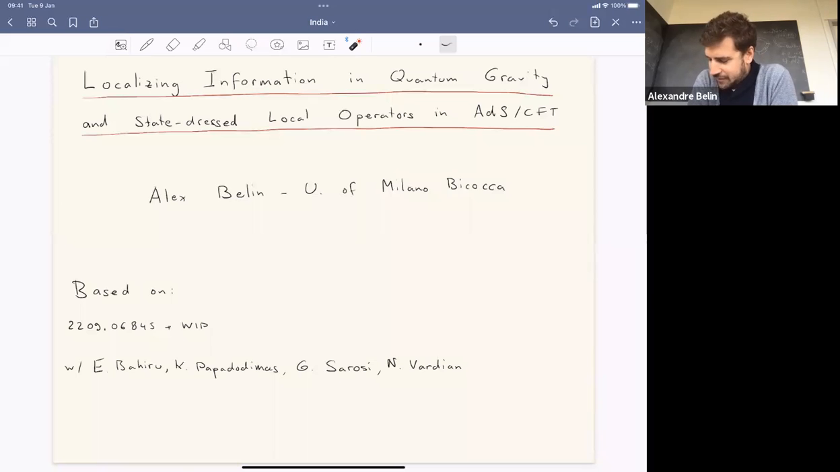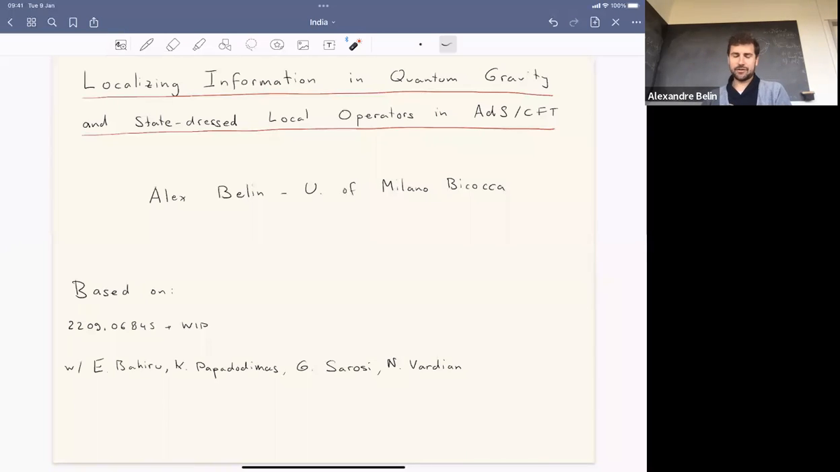So the talk today is going to be based on a paper that came out roughly a month ago, as well as some work in progress. It's a collaboration with Arab Bahiru and Niloufar Vardian, who are both at CISA and are graduating PhD students. So they're on the postdoc market this year. And Kyriakos Papadonimas and Gabor Sorozi, who are both at CERN.